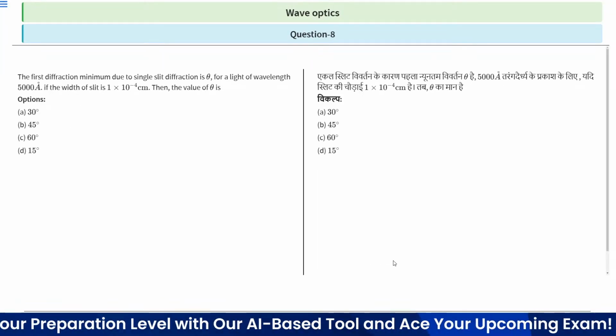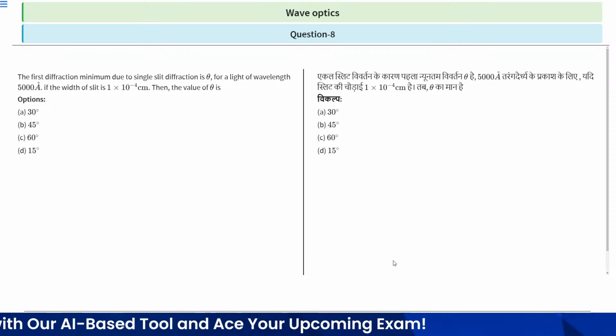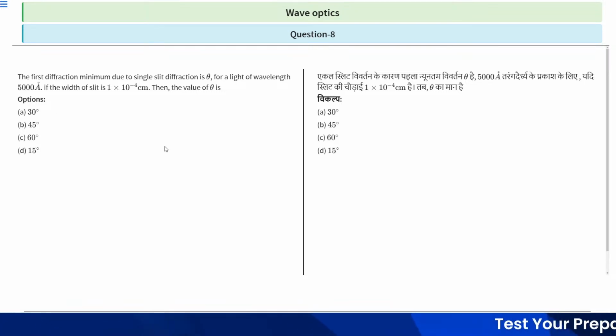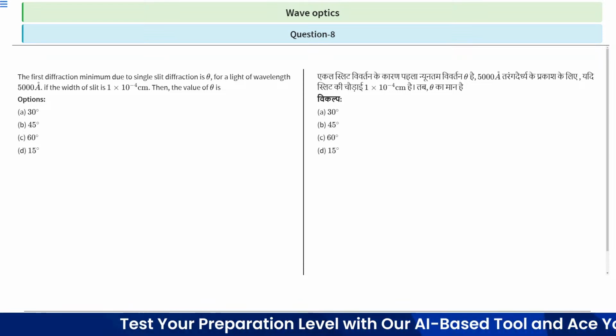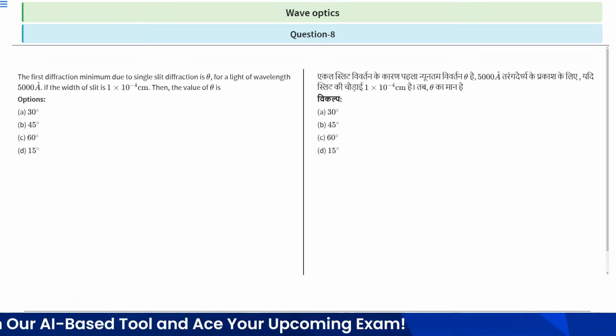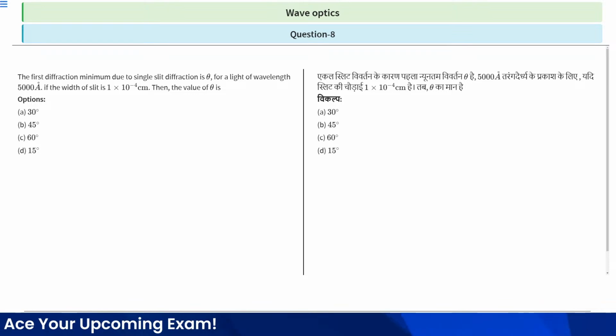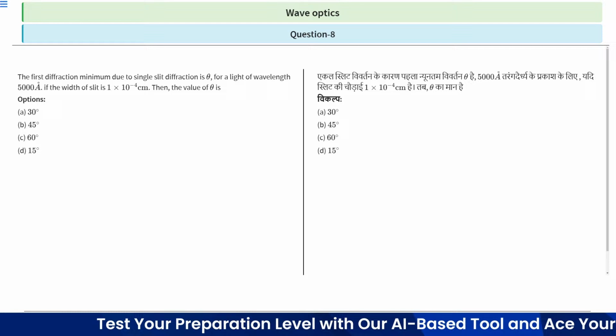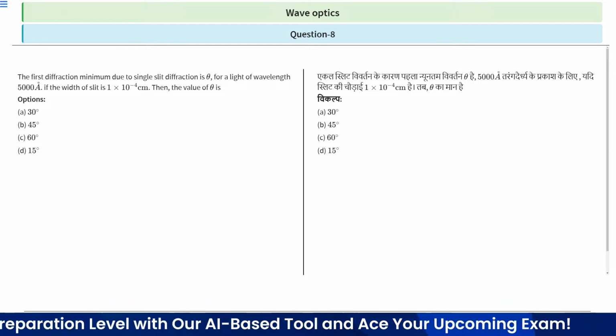Next question. The first diffraction minimum due to single slit diffraction is theta for a light of wavelength 5000 angstrom. Angstrom means 10 raised to the power minus 10 meter. If the width of the slit is 1 into 10 raised to the power minus 4 centimeter, then what is the value of theta? Given options: option A is 30 degrees, option B is 45 degrees, sorry.